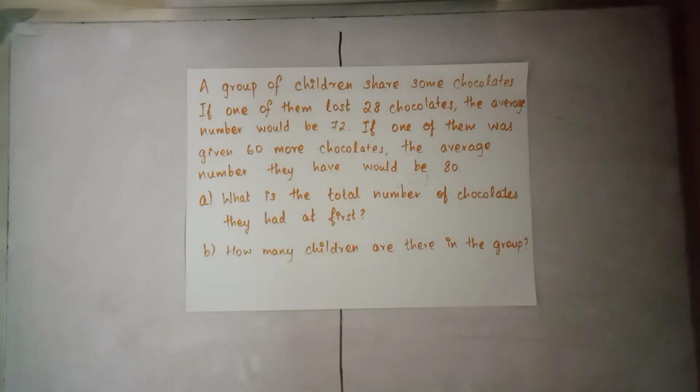Let's take a look at this problem based on average. A group of children shares some chocolates. If one of them loses 28 chocolates, the average number would be 72. If one of them was given 60 more chocolates, the average number they have would be 80. A. What is the total number of chocolates they had at first? B. How many children are there in the group?